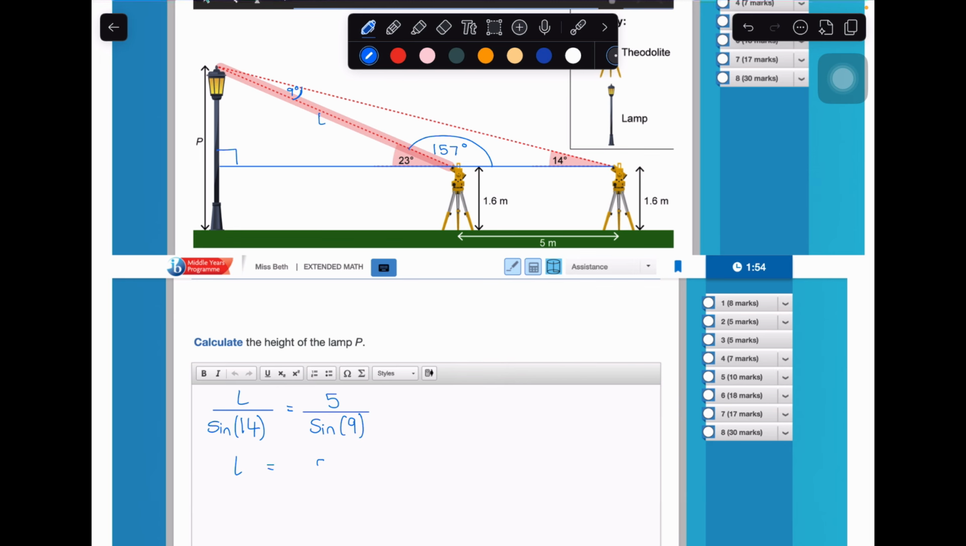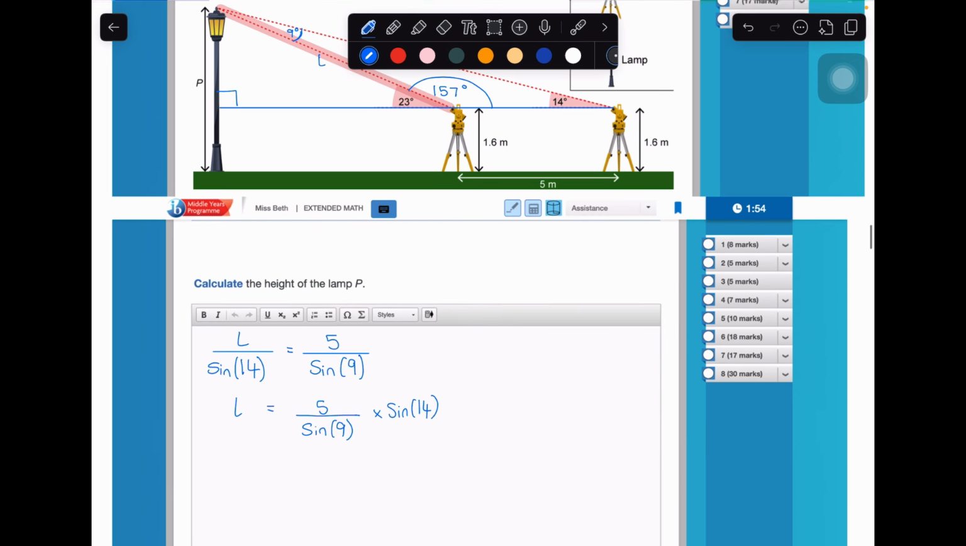I'm going to solve this to find L. So L is going to be equal to 5 over sine 9 multiplied by sine 14. That gives me L as 7.7323. So L is equal to 7.73 meters.